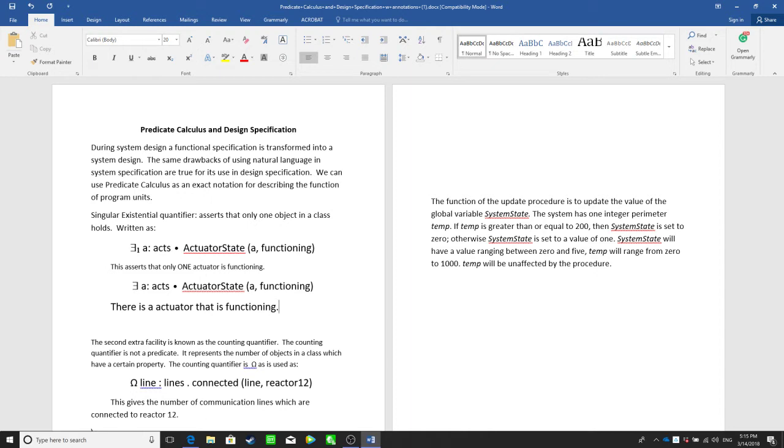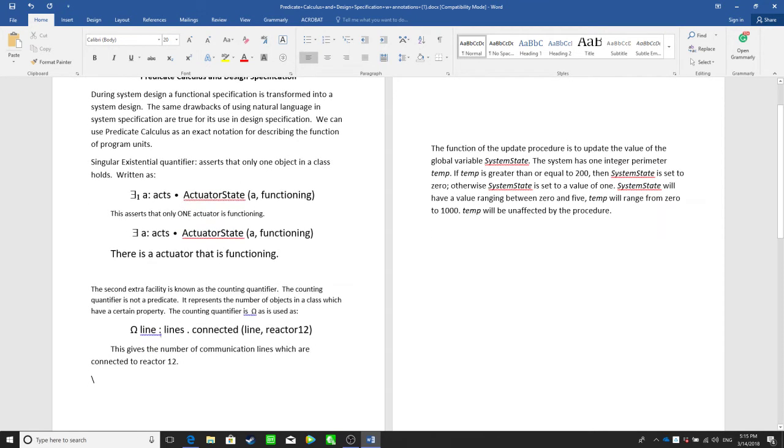Tell the difference, right? This one means there's only one accurator functioning. This one means there is an accurator functioning. So it just states there is an accurator that is functioning. If it has more or not, we don't know. But this excludes that possibility. Only one.